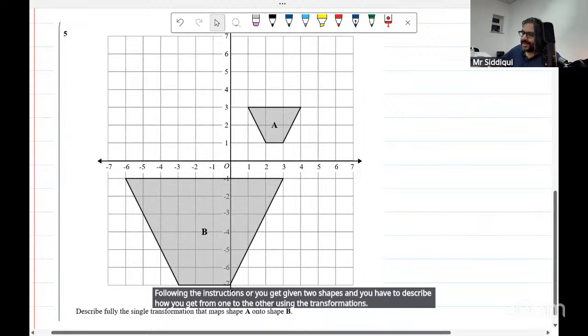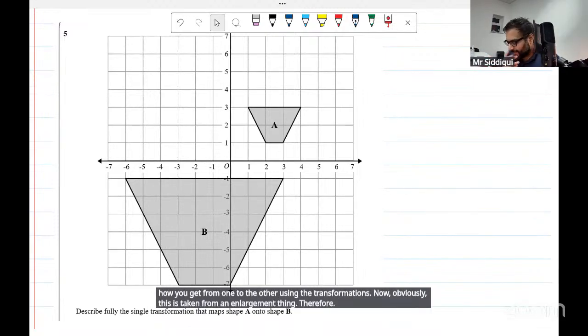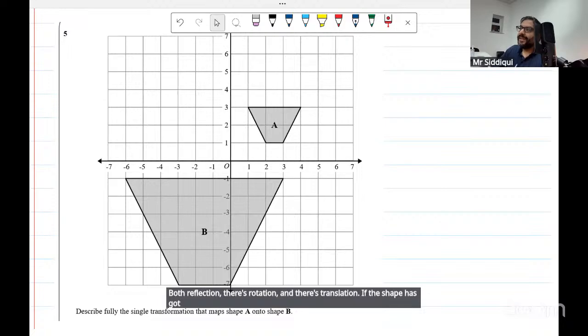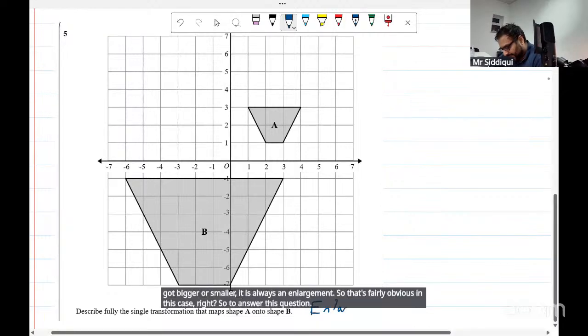Now, obviously, this is taken from an enlargement thing, therefore it is an enlargement. But you remember there are four transformations. You could enlarge, there's reflection, there's rotation, and there's translation. If the shape has got bigger or smaller, it is always an enlargement. So that's fairly obvious in this case, right? So to answer this question, I would first get a mark for just saying it is an enlargement. Okay.